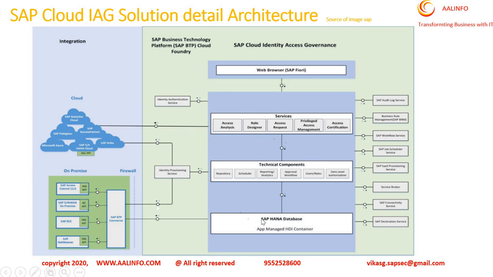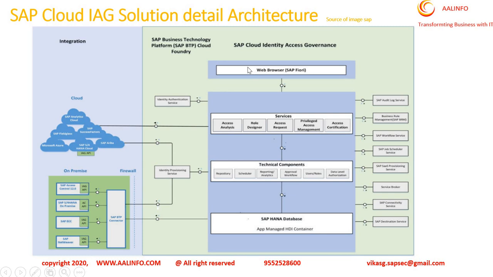So IAG can be installed on HANA database, that is a mandatory thing. And then you have these services you can call. Normally in GRC we call them modules, but in IAG we call these components services. To do this, you need Fiori. All the applications related to access, role designer, or access request management, instead of NWBC, everything is visible here in the Fiori tiles.